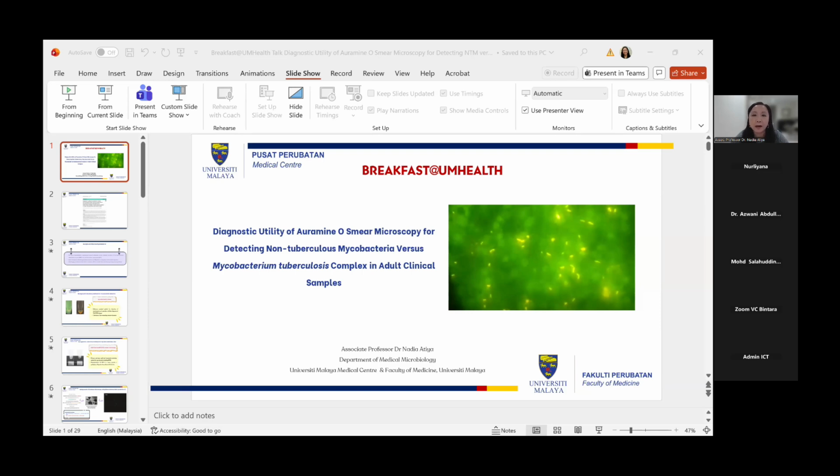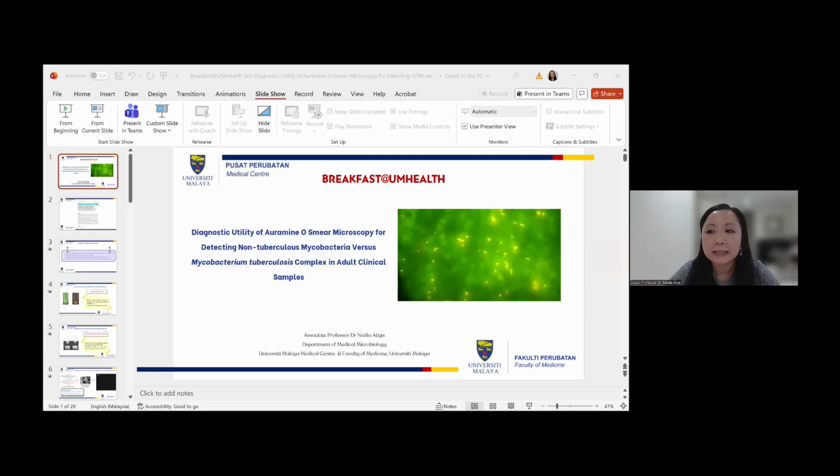NTM can be commonly found in the environment, especially soil and water. So they are largely considered contaminants or colonizers when isolated from clinical samples. However, clinically significant NTM infections appear to be increasing worldwide, especially pulmonary disease. There are several methods that can be used to detect mycobacteria from clinical samples.